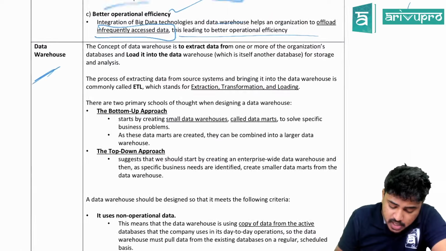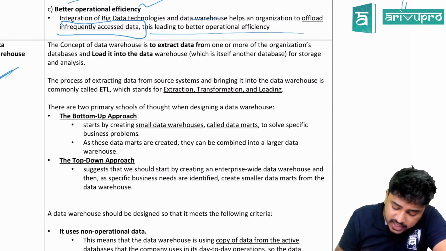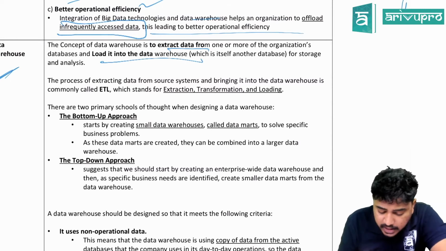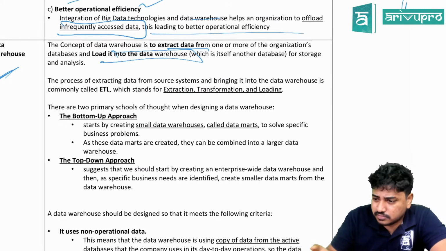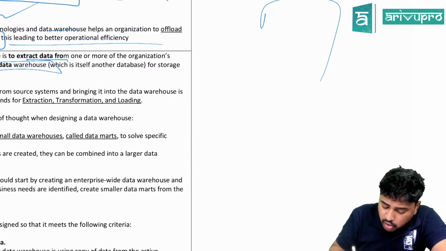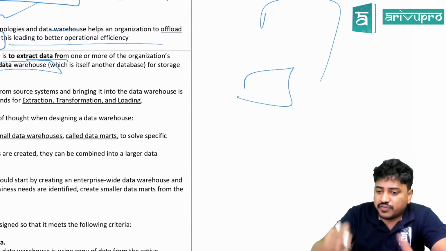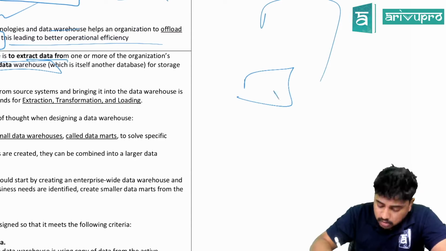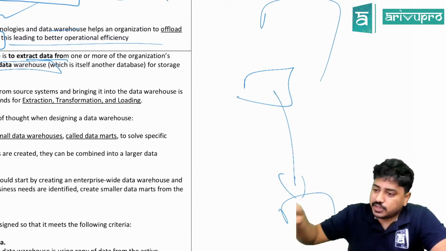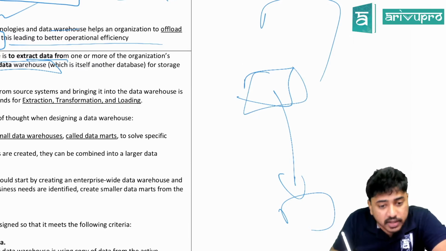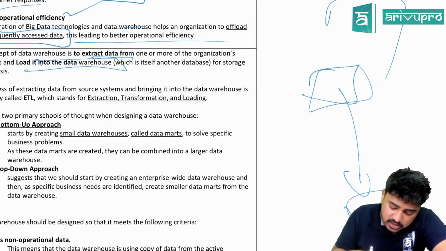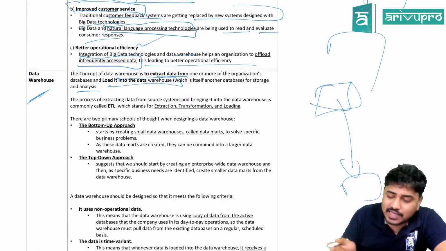Let's read it. The concept of data warehouse is to extract the data from one organization database and load it into a data warehouse, which is another database only. Let's say from an office, it's a storage area. From the office, you go to a warehouse and keep it. That is also a storage area, no? So this is also a database for storage and analysis.